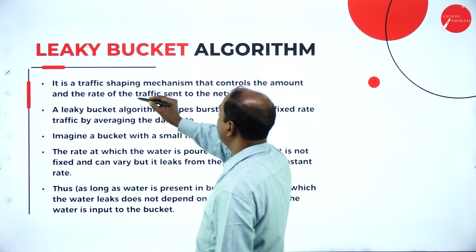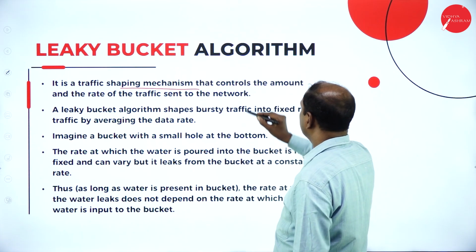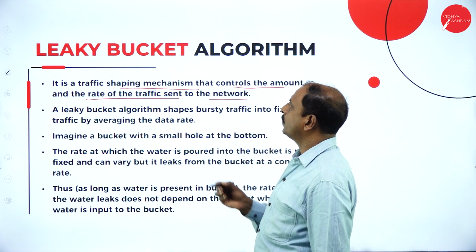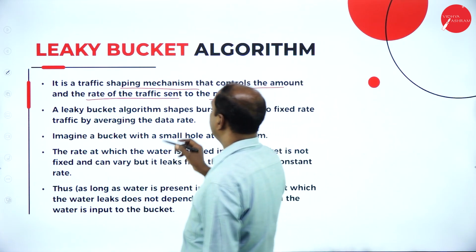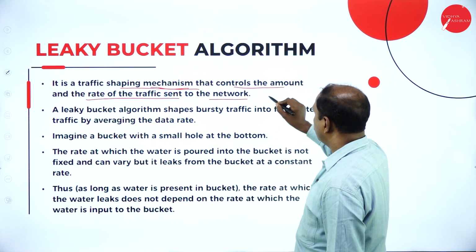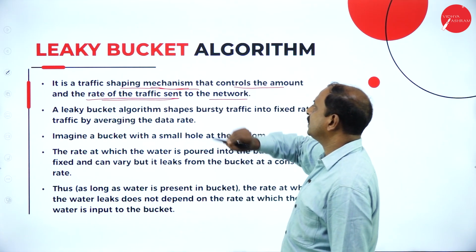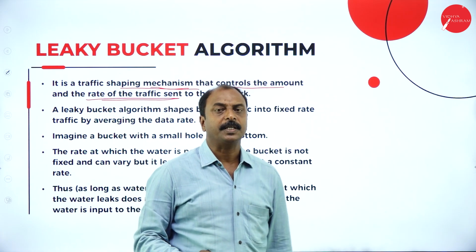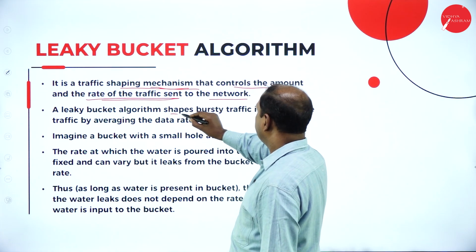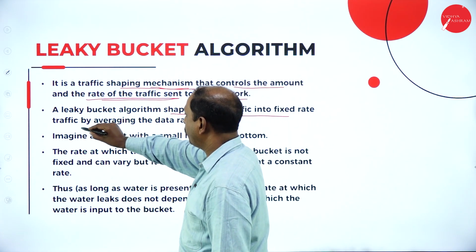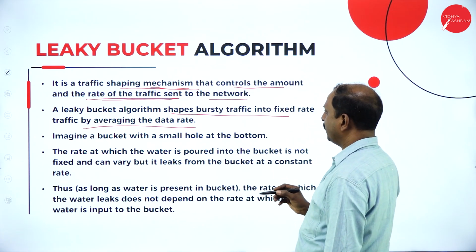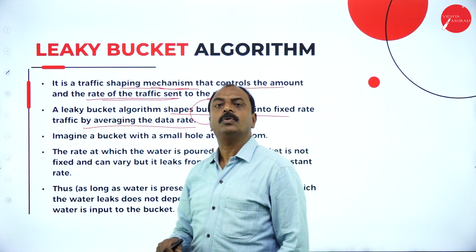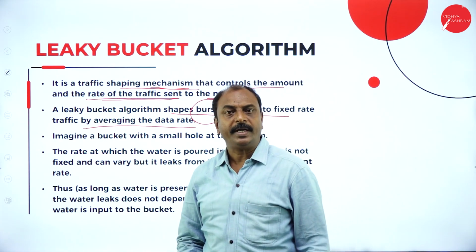It is a traffic shaping mechanism that controls the amount and the rate of traffic sent to the network. So what is the leaky bucket algorithm? It is a mechanism that controls the amount and the rate of the traffic sent to the network. It regulates the data traffic in a computer network. It shapes a bursty traffic into fixed rate traffic by averaging the data rate. The algorithm shapes the bursty traffic; bursty means over traffic or over data flow into the network.